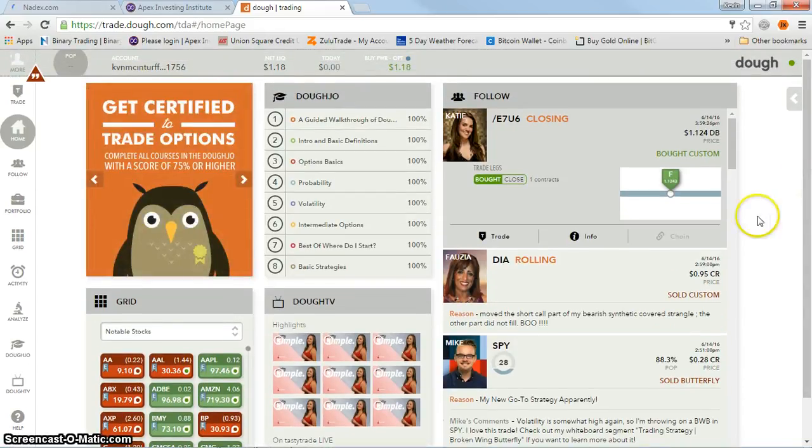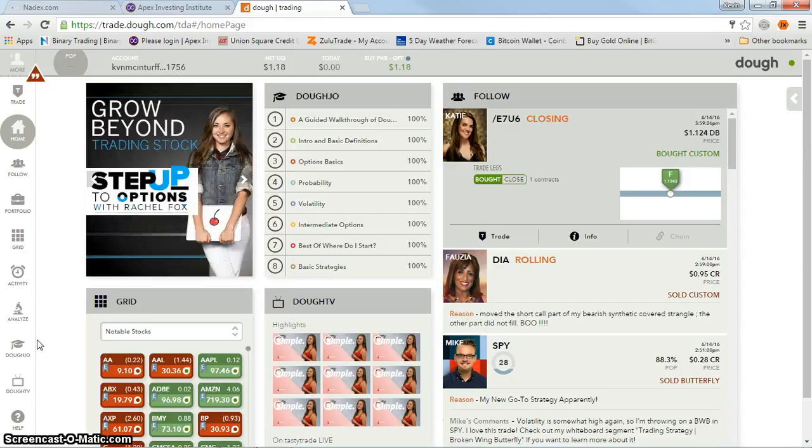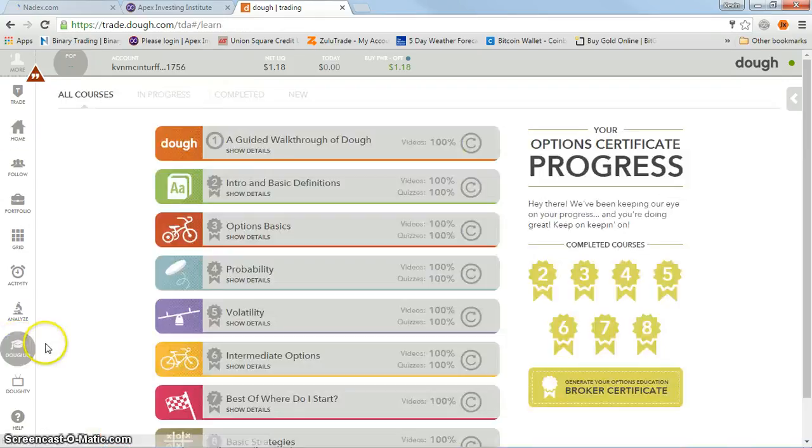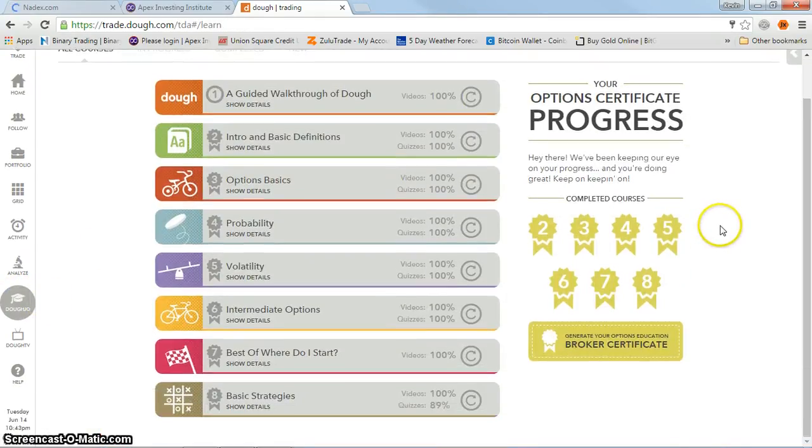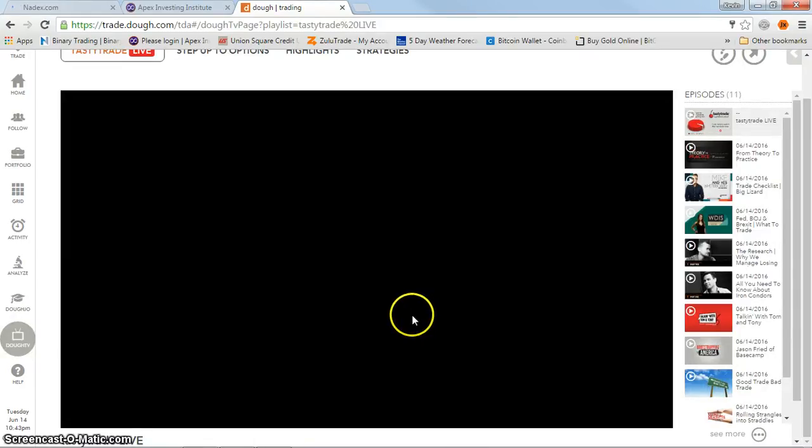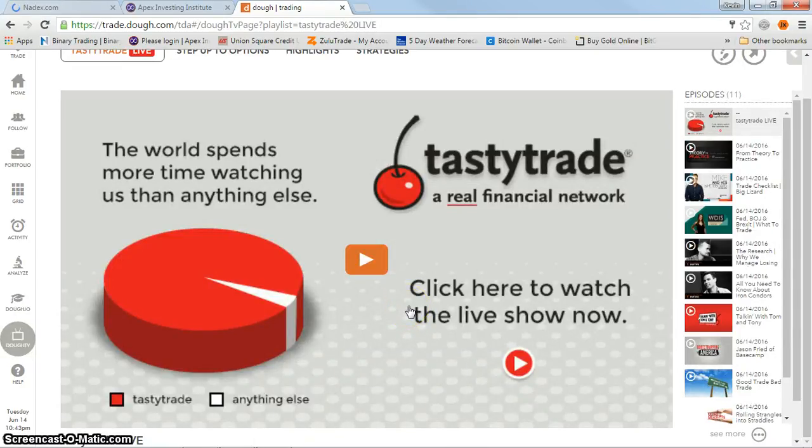This is their homepage. And what I like about these guys is that not only can you trade through this interface, and they use TD Ameritrade as the broker, they've got a thing called Doe University where they will walk you through the entire process of how to trade options. They'll show you how to use the interface, the definitions and basics, probability, volatility, some intermediate options, where do I start, basic strategies. And once you go through this, they also have a lot of videos and things, and they have a morning show called Tasty Trade, where they'll go through the markets and explain things to people.